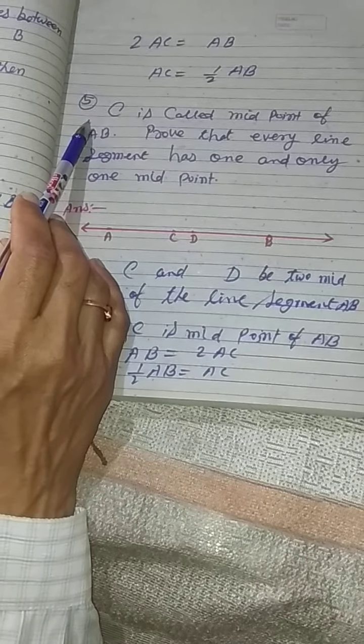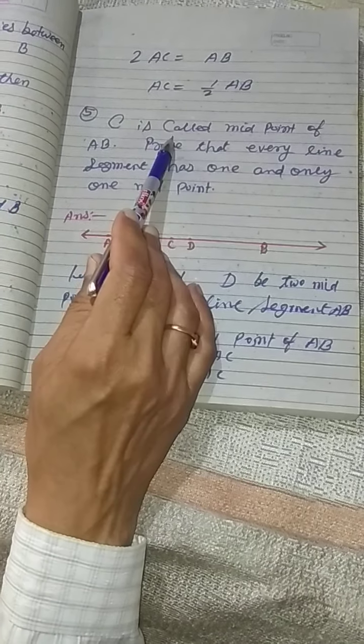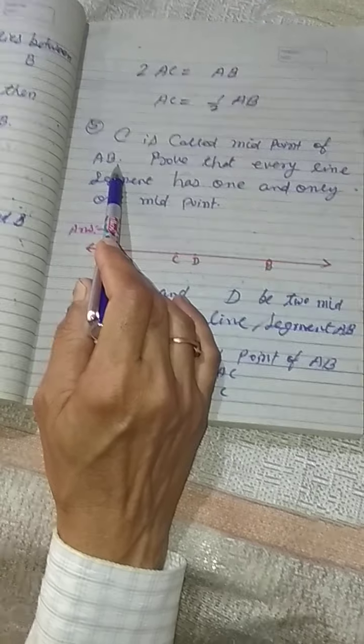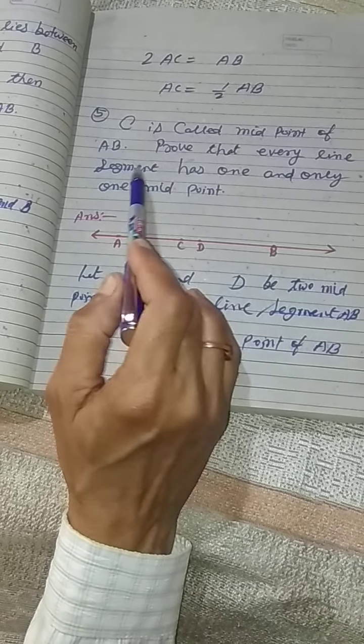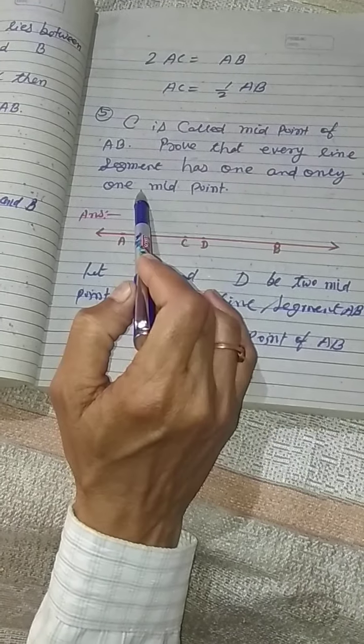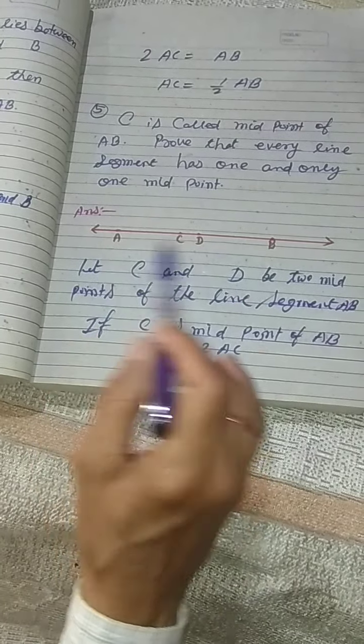We will start here now. Question number 5. C is called the midpoint of AB. Prove that every line segment has one and only one midpoint. So you can see the figure.